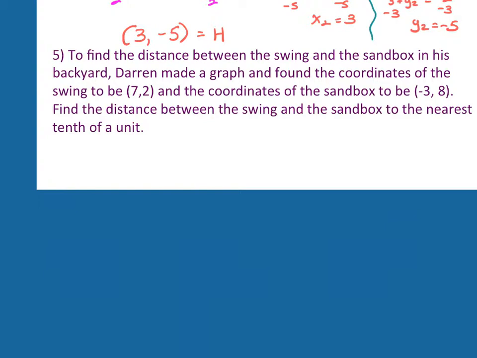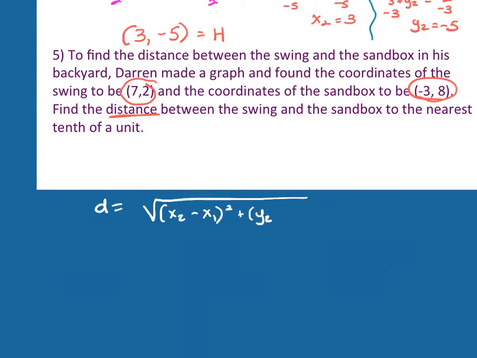Now you can go through the process of actually mapping these out, but really what they're giving you here is two coordinates and it's asking for the distance. We also went over what the distance formula was, which is the square root of (x2 minus x1) squared plus (y2 minus y1) squared. So these two are our endpoints, and it doesn't matter which ones we make 2s or 1s as long as you're consistent.